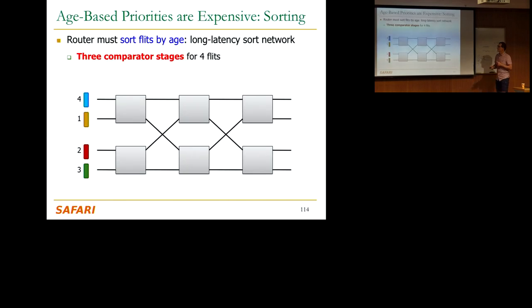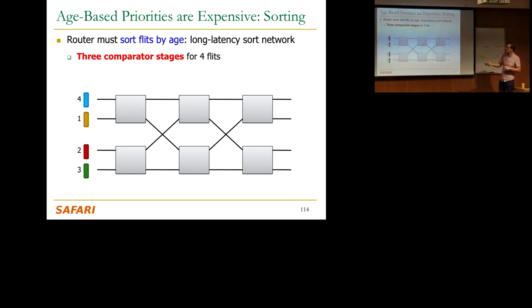So what is the cost of this? That's the first question. So basically, the router must sort flits by age. So you need to have a sorting network to go into the router, to do the arbitration in the router. And this is one way of designing the sorting network, as you can see. There are three comparator stages for four flits. So let's assume that these are your four flits, 1, 2, 3, 4, and those are the ages also. One is the highest priority.